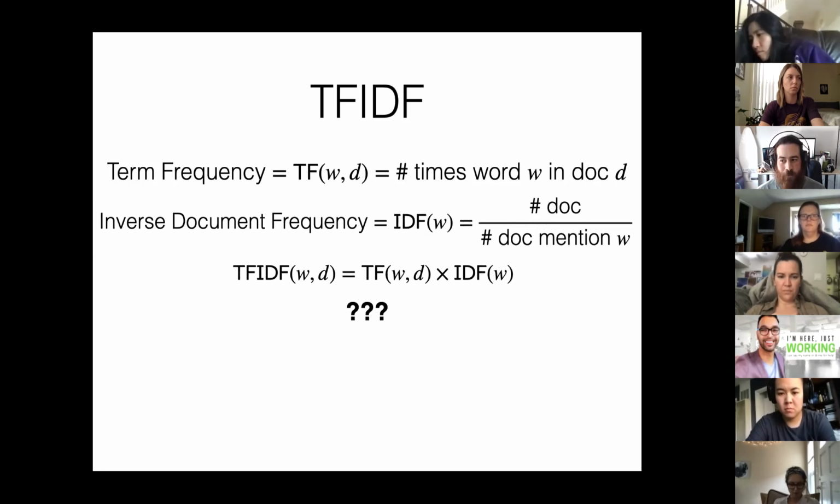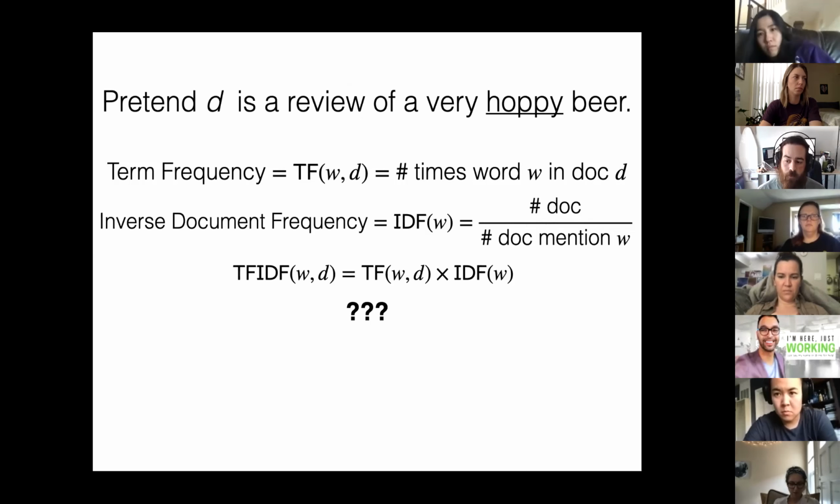And what does this do for us? Like, why is this interesting? We're just multiplying together counts of words and documents. Well, what I like to do is work out examples whenever I have something like this in front of me and I'm trying to understand it. So let's pretend that a particular document D is a review of a very hoppy beer. And we're going to compare the TF-IDF on D, in this particular document, of two words.